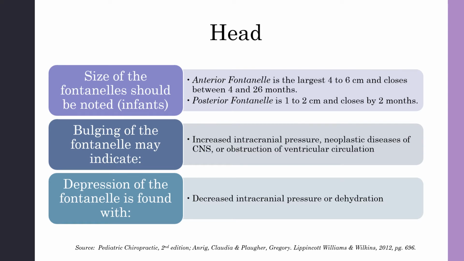We're going to start evaluating with the head. We're going to start top down and work our way down the rest of the body. So with the head, on infants, one of the things we're going to evaluate is what we call the fontanelle. You'll see on the next slide a diagram of what these fontanelles look like, but we're really going to focus on the anterior and the posterior. The anterior fontanelle is probably the more common one that you think of when you hear maybe soft spot on a baby's head. That's what this is.